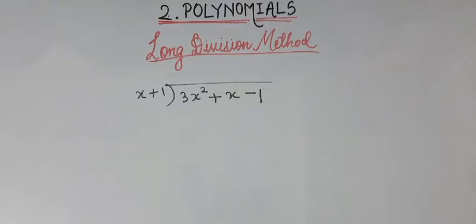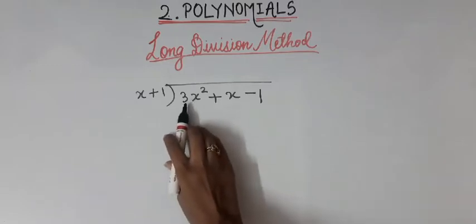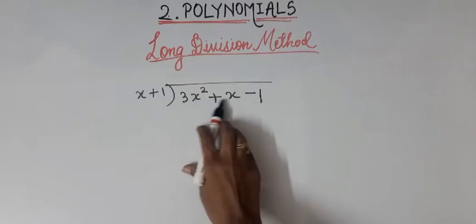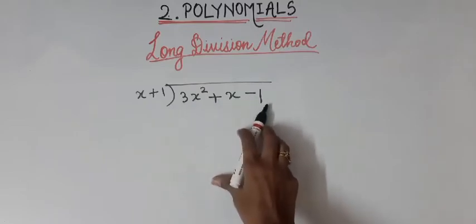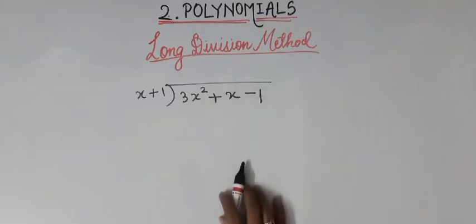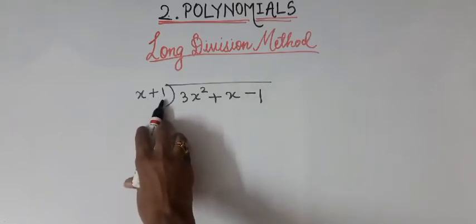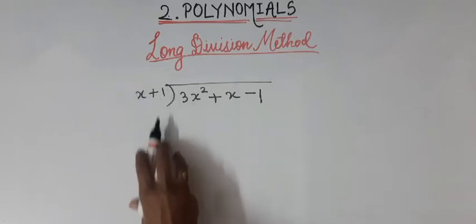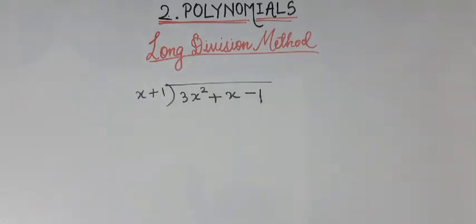But only one difference is there. Before doing the long division, we always have to perform one step and then do the long division method. And what is that step? You have to arrange the dividend as well as the divisor in descending order of their exponents. Now see here. Let us check the dividend, 3x square plus x minus 1. It is already in descending order of its powers, 2, 1, 0. And now let us check the divisor, x plus 1. So x raised to 1, x raised to 0. So this is also already in descending order. Always, this may not be the case.